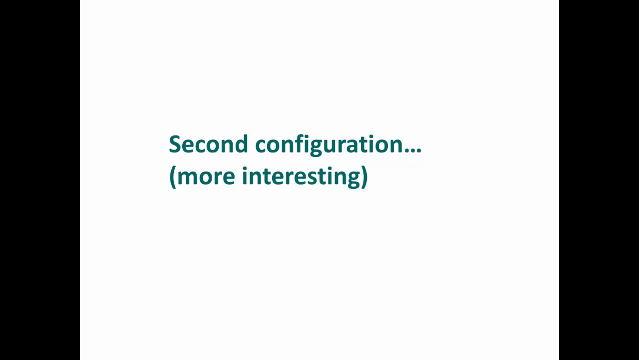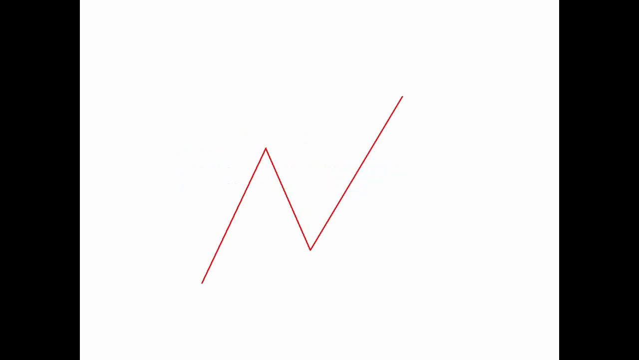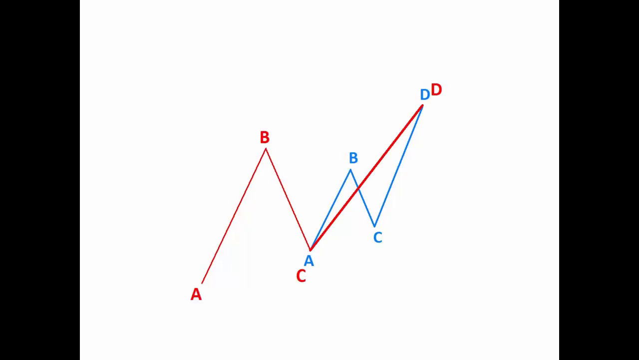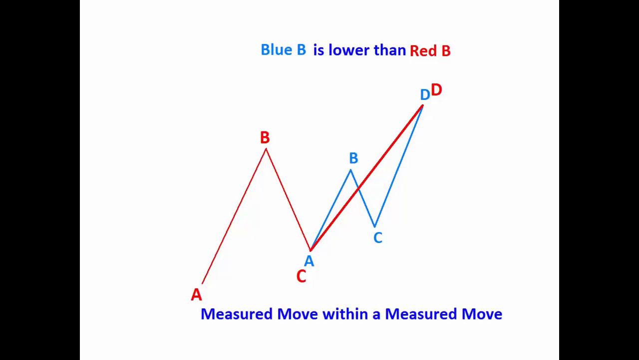Now here's the second configuration. This is much more interesting. You have a bullish measure move. This CD leg shown here gets broken down into yet another measure move. Now this blue measure move is encapsulated within this red one. The blue measure move is nested within the red measure move. The way you can tell is that blue point B is lower than red point B when you have 2 measure moves as such in a bullish situation. I call this a measure move within the measure move. The blue measure move is within the red measure move.